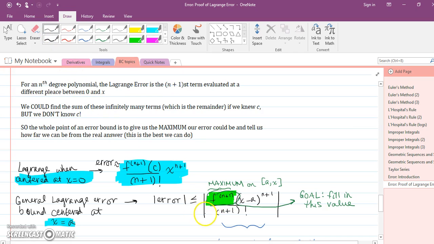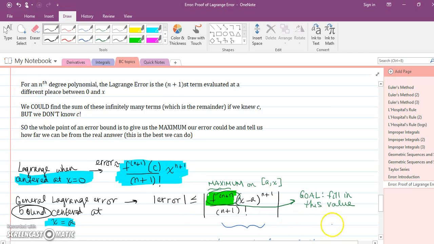Now notice right here I put less than or equal to, because this is a bound. Sometimes they're going to ask you what's the largest that the Lagrange error bound can be, or you're going to have to find a bound for it. So you can either have approximately equal to or less than or equal to, depending on how the question's worded.